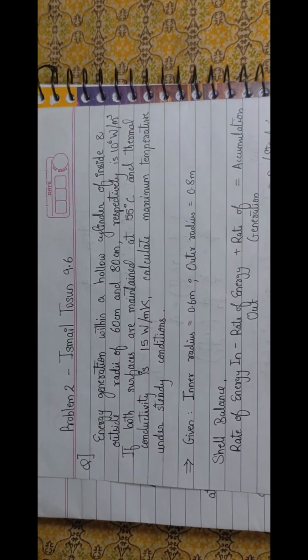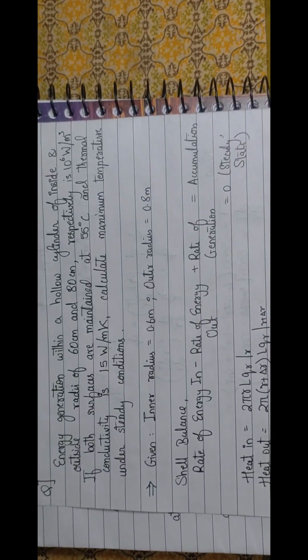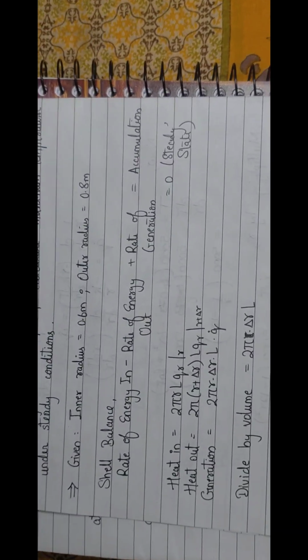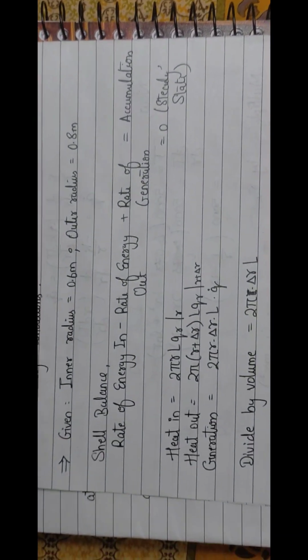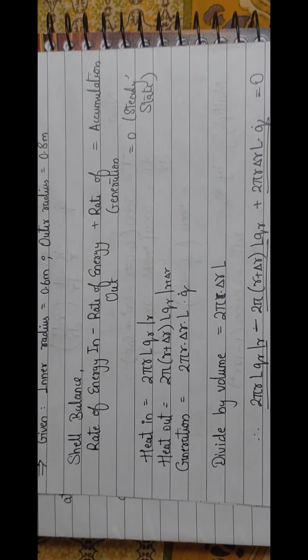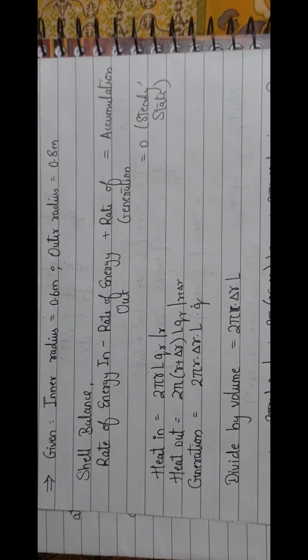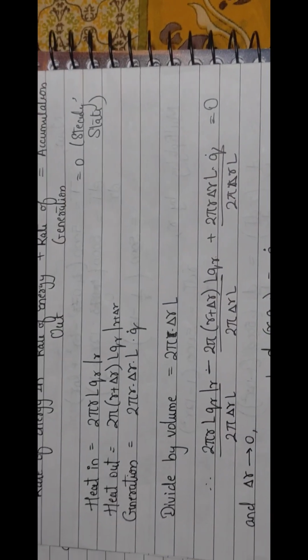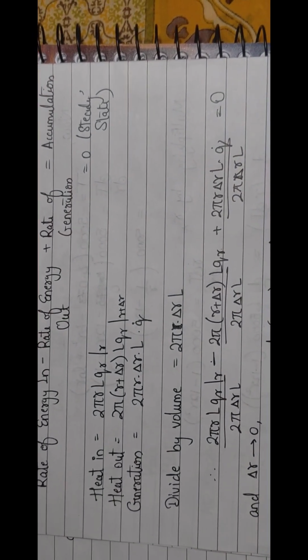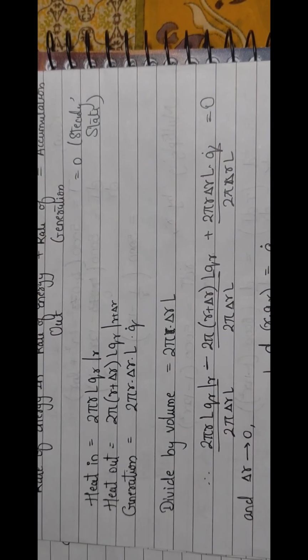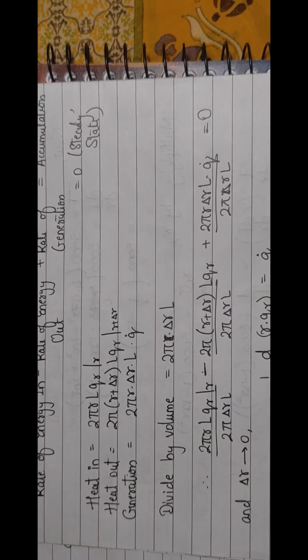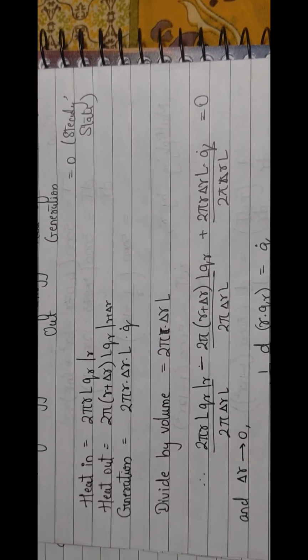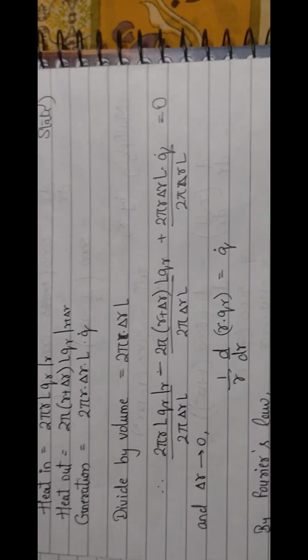So we again do the same thing, that is shell balance. Take a shell in the cylindrical coordinate system. Rate of energy in minus rate of energy out plus rate of generation is equal to accumulation, which is equal to 0 at steady state conditions. Heat in is equal to 2 pi r L into QR at r. Heat out is equal to 2 pi (r plus delta r) L QR at r plus delta r. Generation is equal to 2 pi r delta r L into Q.